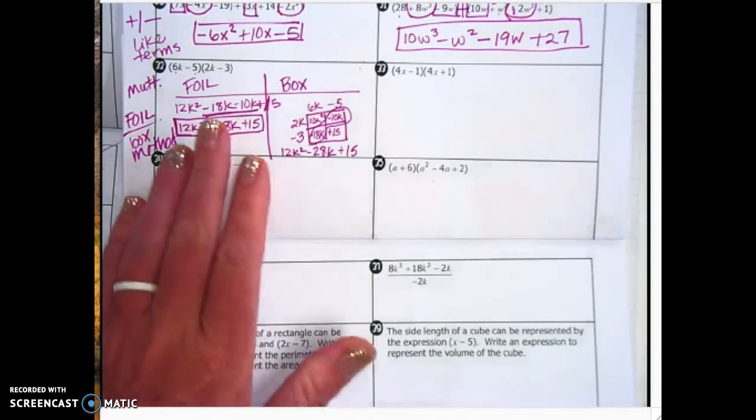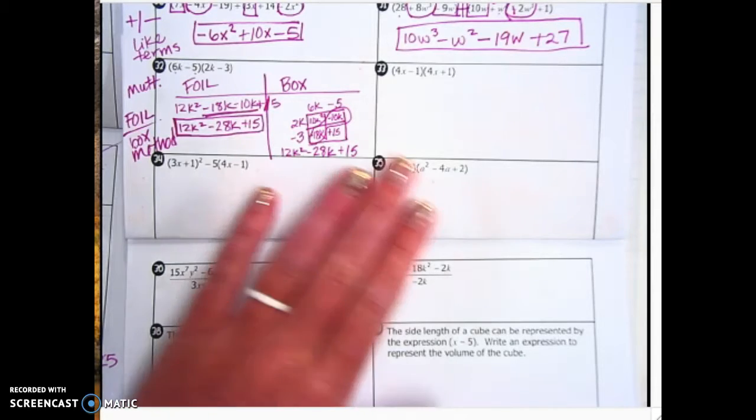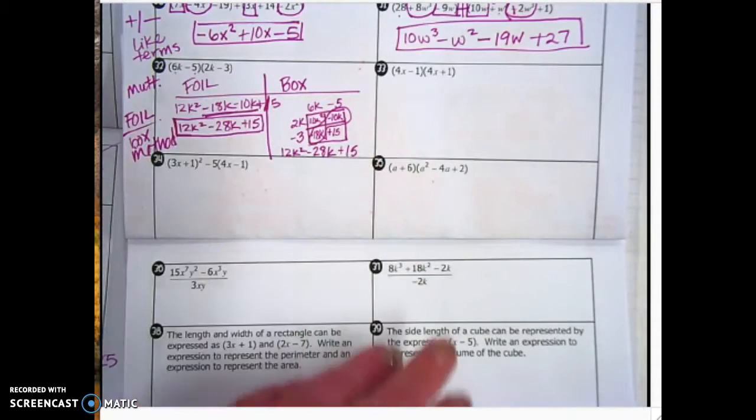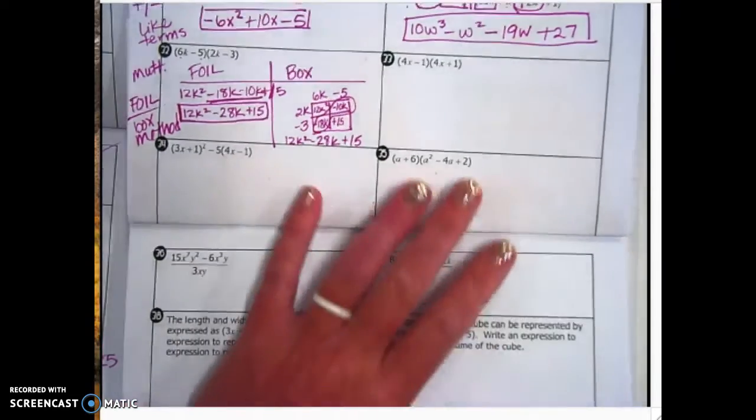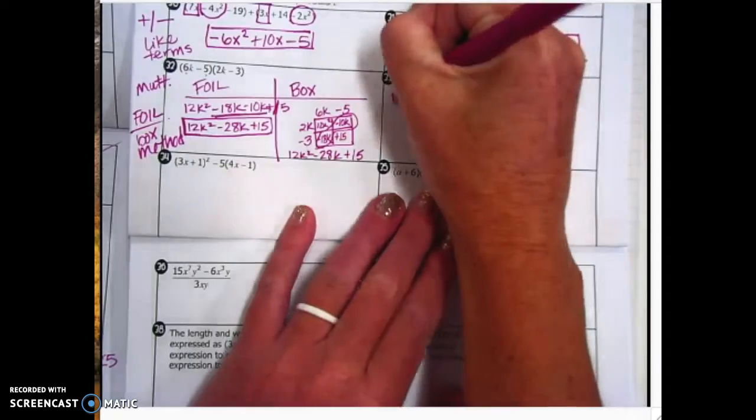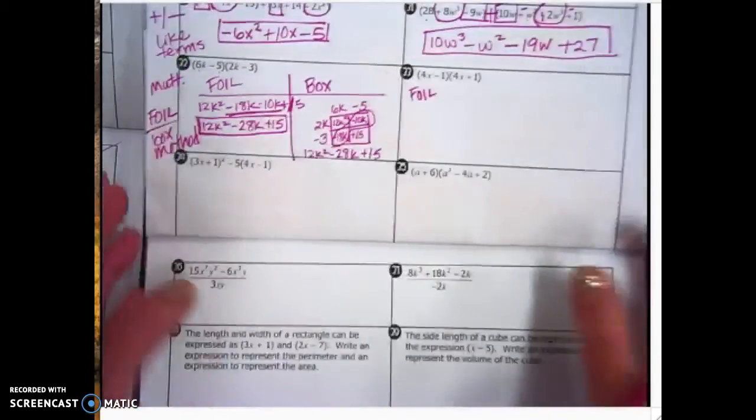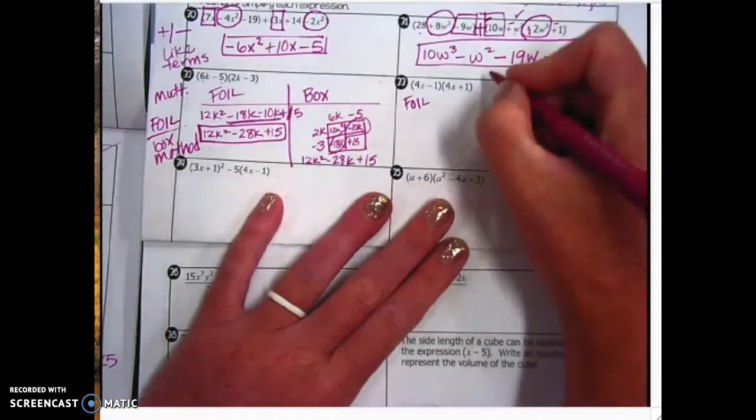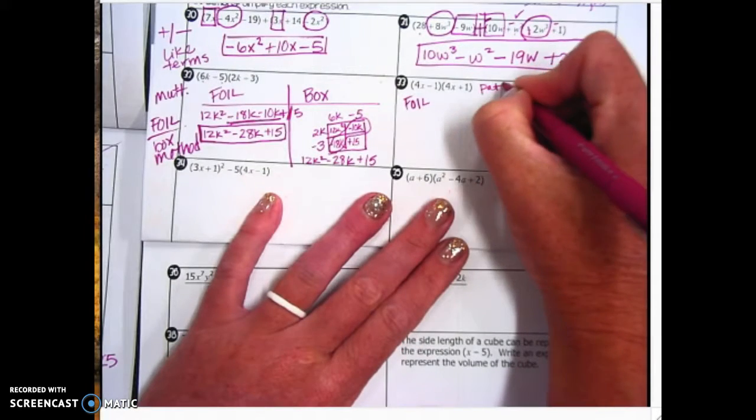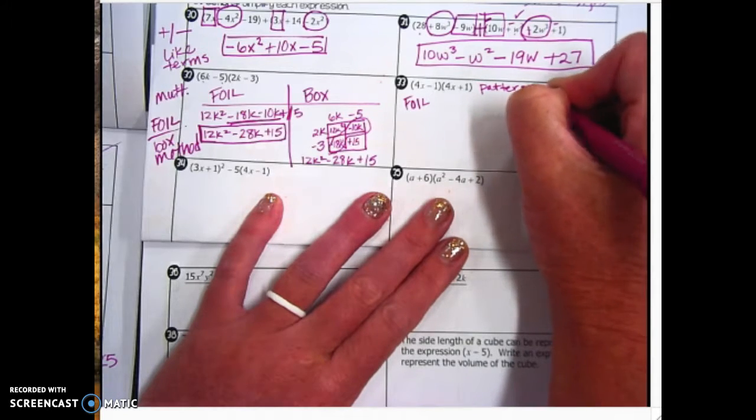Any questions on the foiling or the boxing? All right, like I said, you can pick which one you like better and go with it. All right. Number 33, I'm going to only use FOIL on it. If you want to use the box method, go for it. The other thing to note about number 33 is it follows a special pattern.